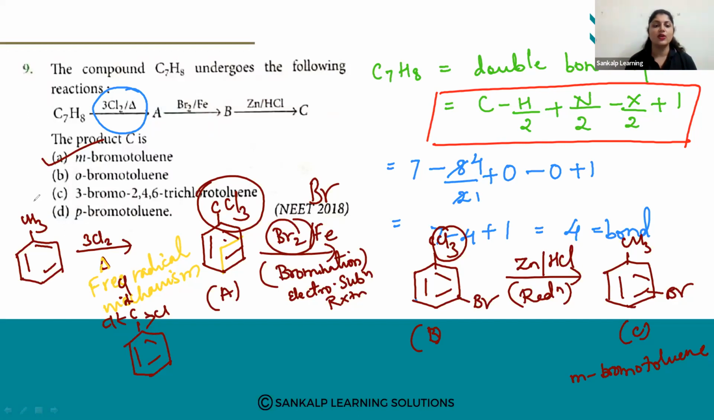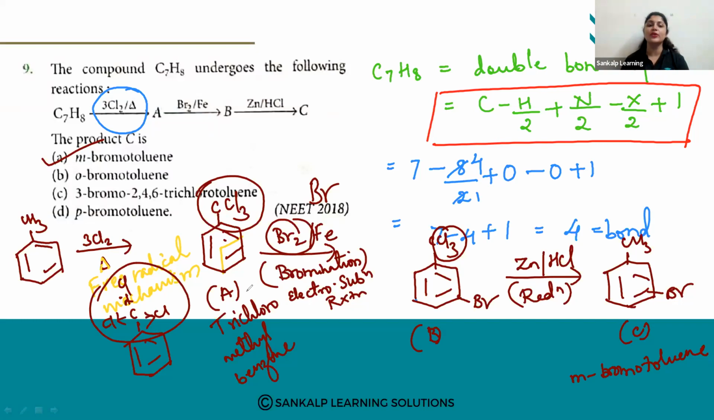So all the hydrogen atoms of the CH3 will be replaced by chlorine. So what product will you get? It is trichloromethylbenzene. This trichloromethylbenzene will undergo further electrophilic substitution reaction, that is, in the presence of bromine and Fe, it will undergo bromination. Which is our electrophile? Br. As there is the presence of this electron withdrawing group, it will withdraw the electrons towards itself.